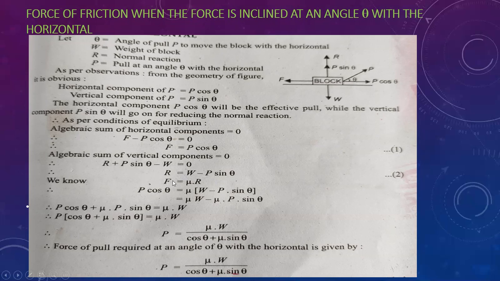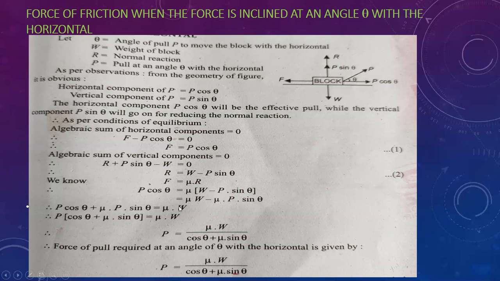You know the equation: F, the force of friction, is equal to mu into R. What is the force of friction? F is equal to P cos theta. So P cos theta is equal to mu into R. What is R? W minus P sin theta. So P cos theta is equal to mu into (W minus P sin theta). You can multiply through by mu, so it is mu into W minus mu into P into sin theta.